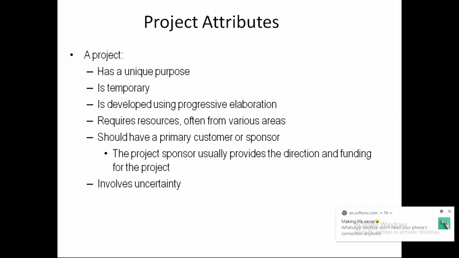So a project, let's continue. A project has a unique purpose, is temporary, is developed using progressive elaboration, requires resources, often from various areas, and should have a primary customer or sponsor. A project must have a sponsor. An example of a project is building a house. The sponsor is the builder, the owner of the property, and a project also involves uncertainty. As we move along in this course, we'll be teaching Microsoft Project, to teach you how to use software to plan your project.